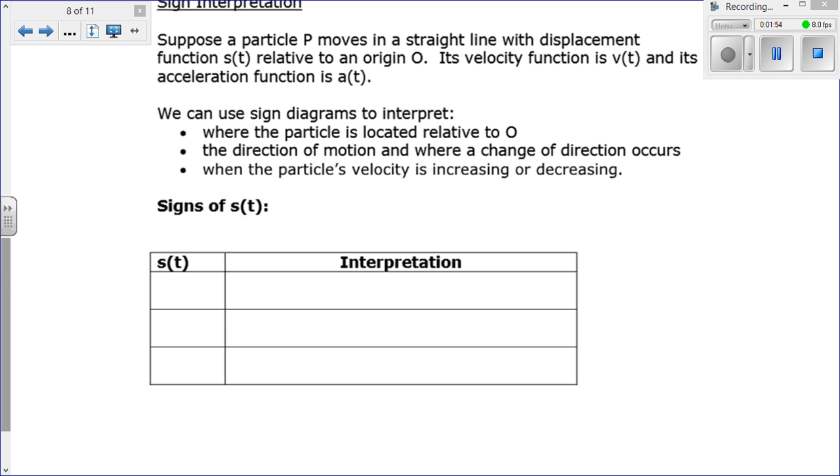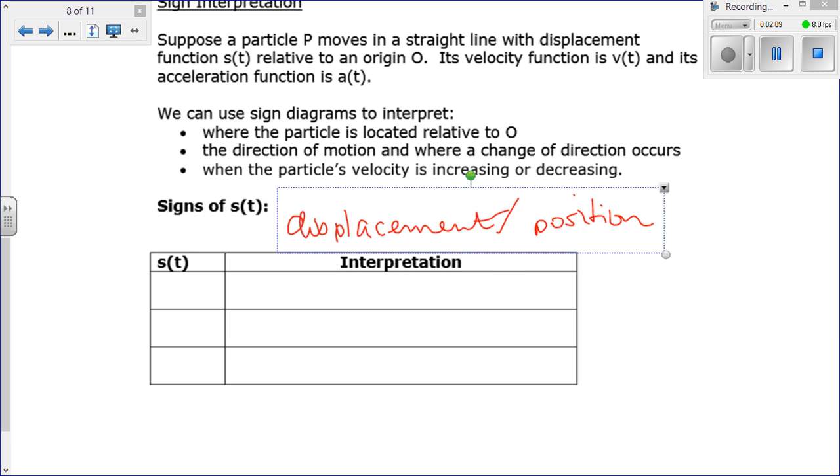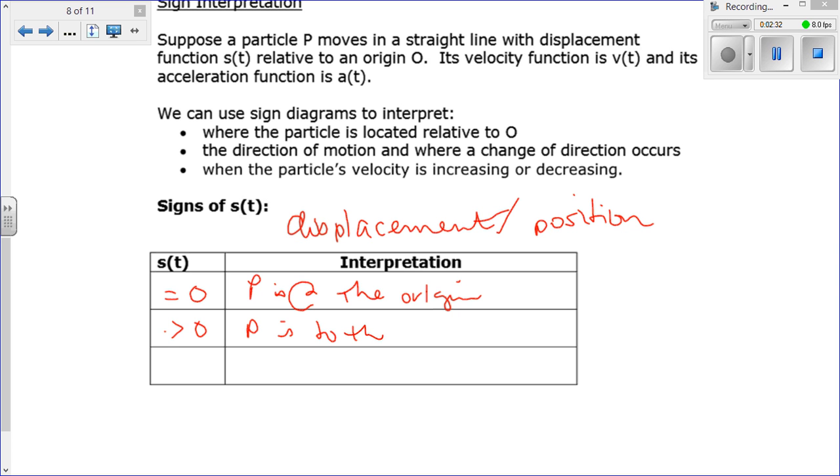So, s of t, remember, is our displacement, or our position. If s of t is equal to 0, P is at the origin. If it's greater than 0, P is to the right of the origin. And if it's less than 0, P is to the left of 0.